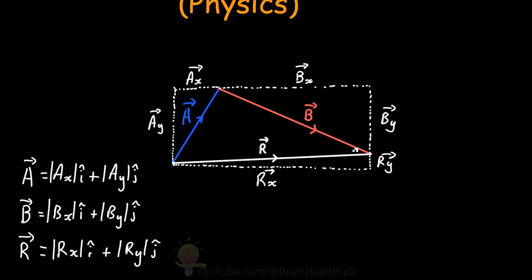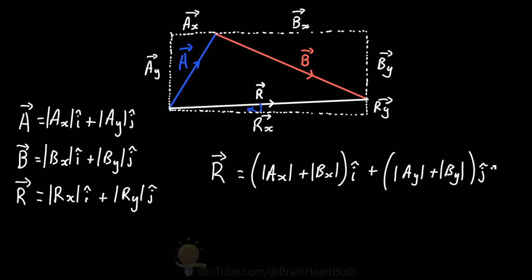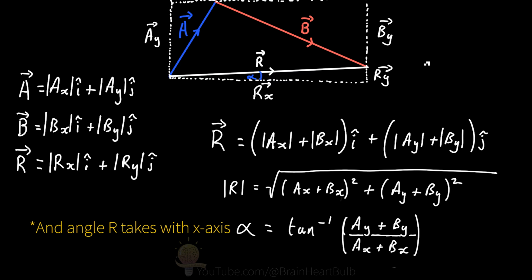So as you can see from this diagram, the component r vector along the x-axis is simply the sum ax and bx. And when we sum these magnitudes together, we can use Pythagoras' theorem to find the magnitude of r. Now, using this method, we can add many vectors together, so long as we break up each vector into its x and y components, and then add those x and y components together.